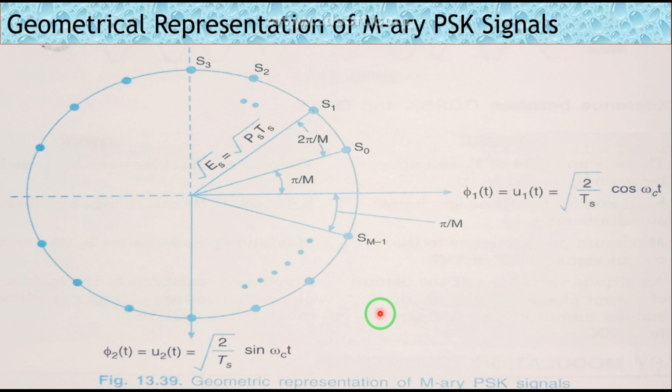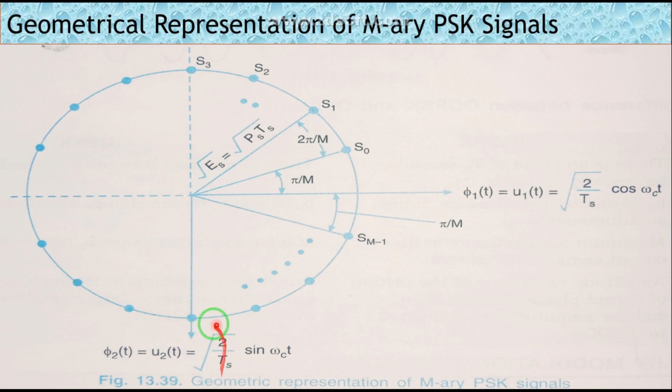So you can see from this figure that S0, S1, S2, S3 up to S(M minus 1). It means a total of M symbols are there, right? And this is your axis. This is the reference axis phi1, and this is your phi2, which is given by this equation.